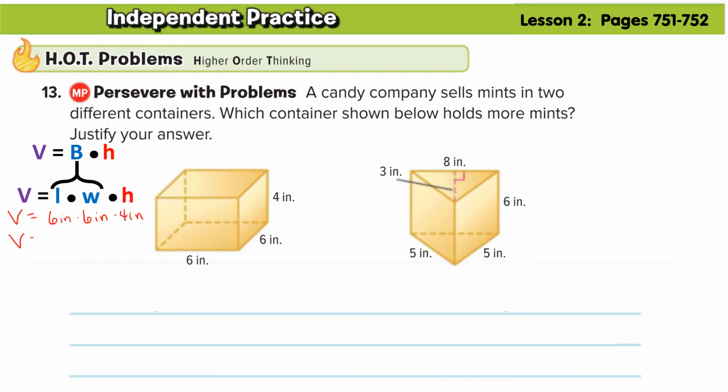So volume equals 36 inches squared times 4 inches. So the volume equals 144 inches cubed. On the right, we have a triangular prism.